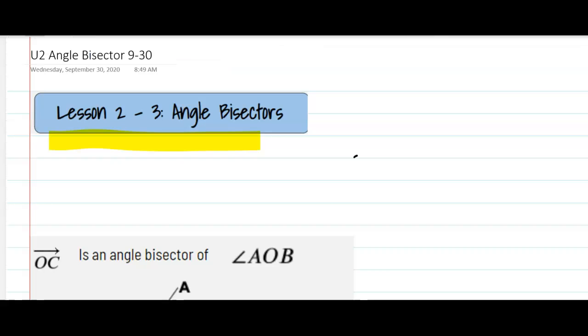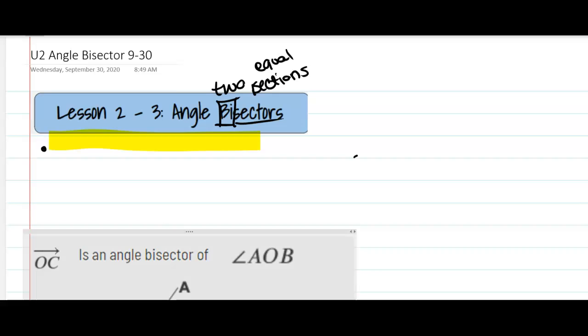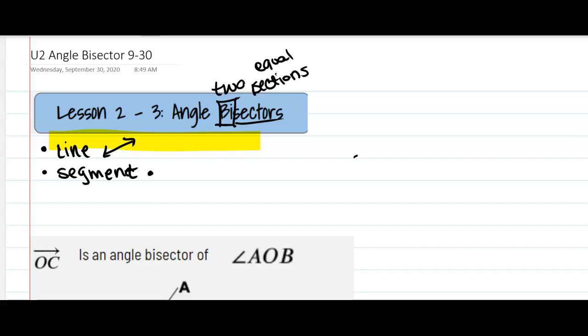Now we're going to look at angle bisectors. Remember, bi means two. Sectors is, more specifically, for bisectors, two equal sections. So bisectors come in different forms. They can come as a line. They can be a segment. Or they can be a ray.